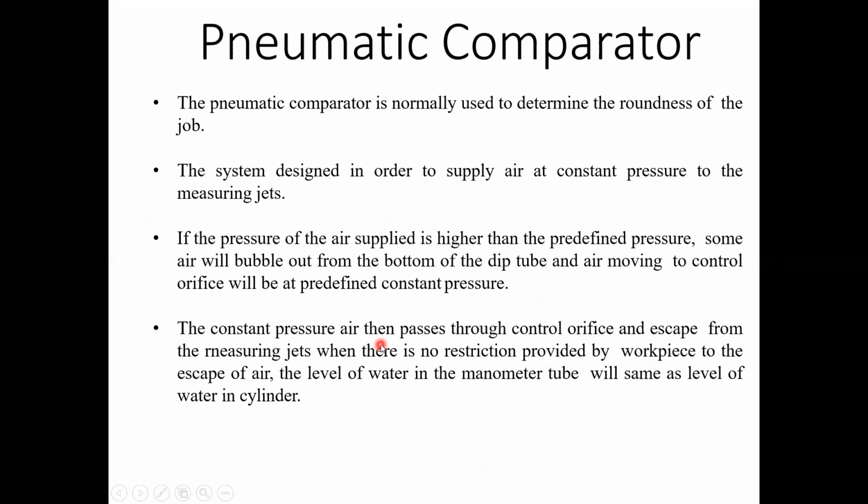Here, the constant pressure air then passes through the control orifice and escapes from the measuring jets when there is no restriction provided by the workpiece to the escape of air. The level of water in the manometer tube will be the same as the level of water in the cylinder.